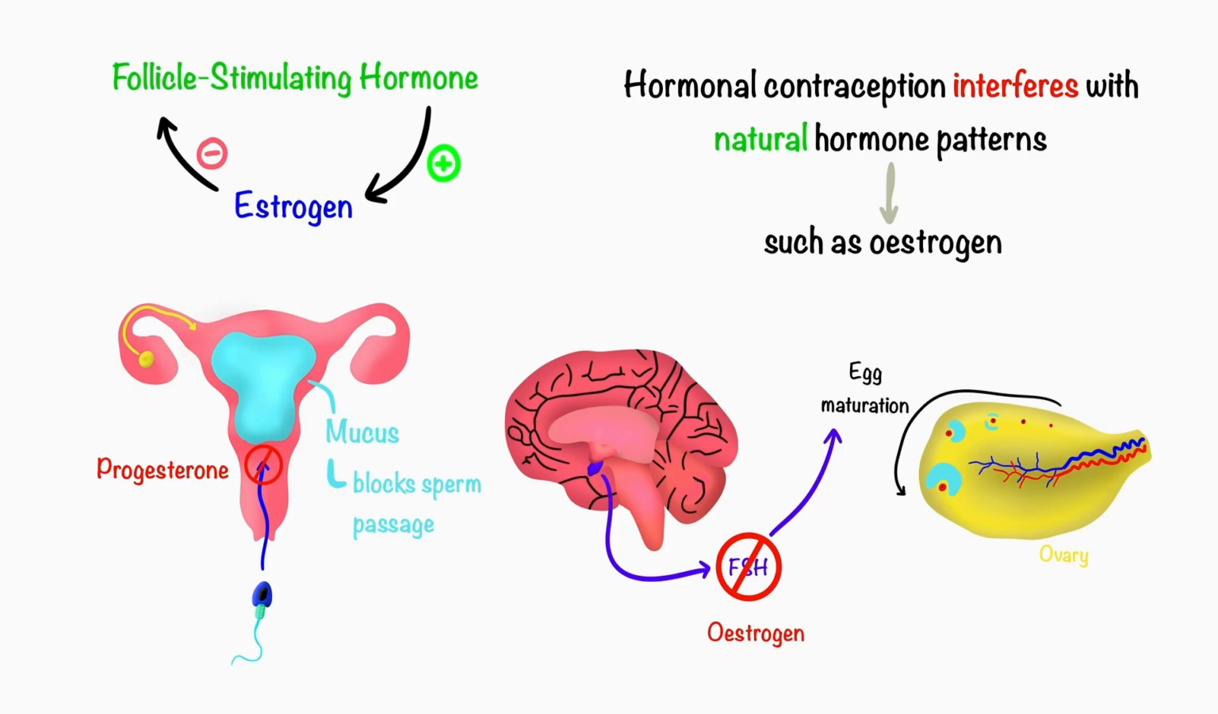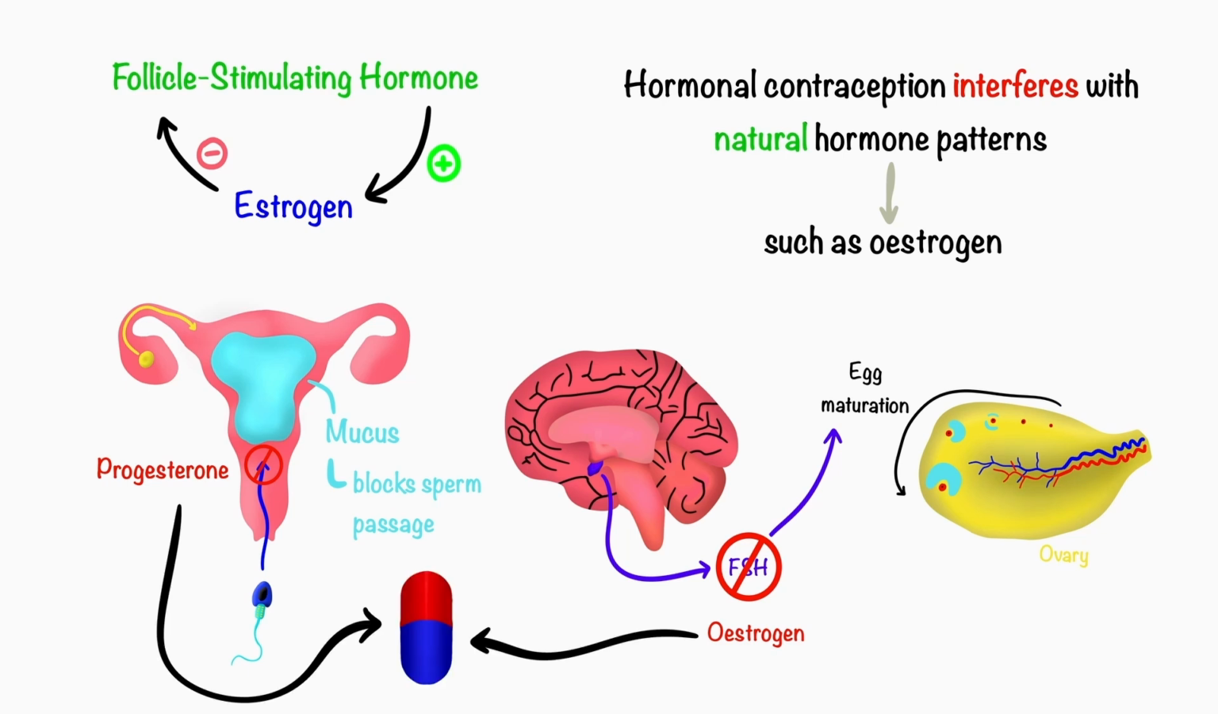Progesterone also reduces fertility in several ways. It stimulates the production of thick cervical mucus, which creates a barrier that makes it difficult for sperm to swim through and reach an egg. Additionally, progesterone thins the uterus lining, making it less suitable for a fertilized egg to implant.